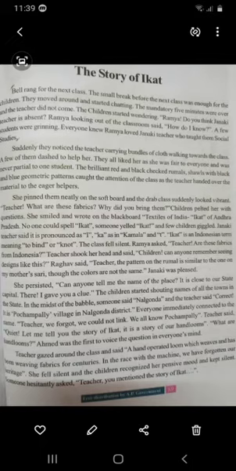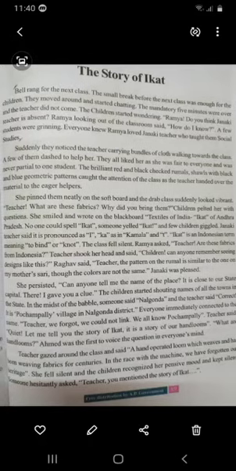So the teacher asked them to be silent or quiet. So she asked them to listen to her. Now, let me tell you the story of Ikat. So the teacher is proceeding to tell the story of Ikat to the class. It is a story of handlooms.